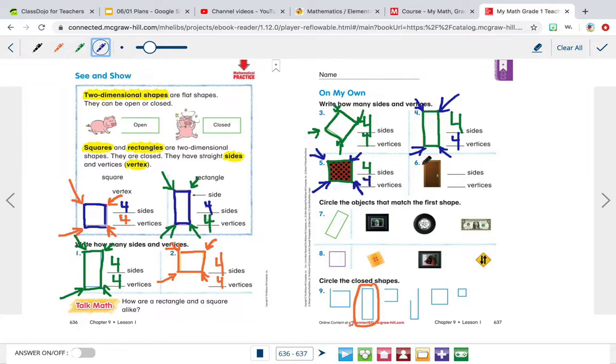Okay, now let's look at number 6. This is a door, but it's in the shape of a rectangle. So we're going to count the sides. 1, 2, 3, 4. It has 4 sides. And how many vertices? Let's see.